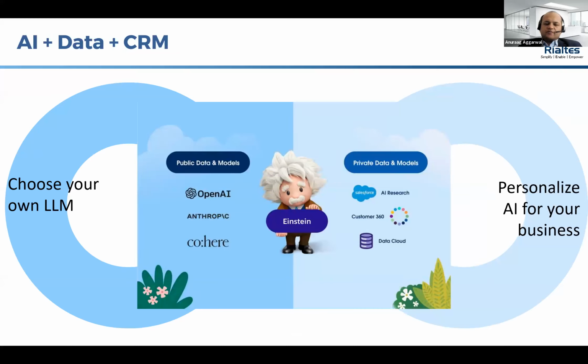AI, the biggest of all. Salesforce has a lot of capabilities now with Einstein and the Einstein 1 platform. It is going to be available very soon in all of your landscapes or whatever you buy new. And it gives you the flexibility to choose your own LLM, which is suitable to your needs. And with that choice, you can quickly personalize that AI to your business process.